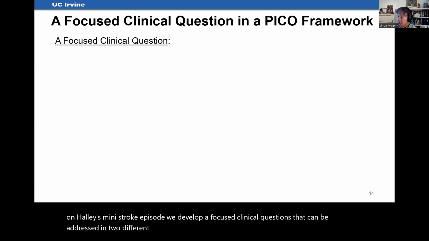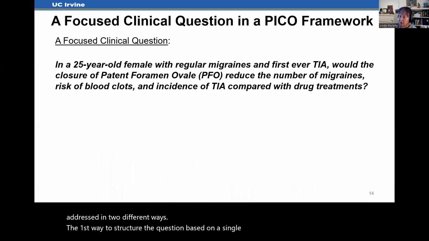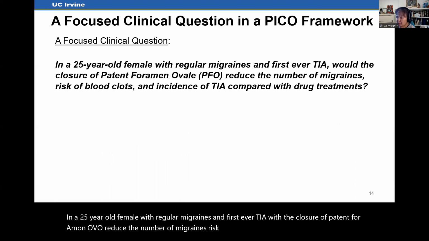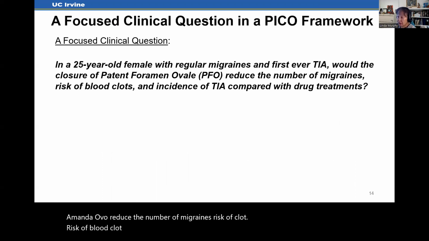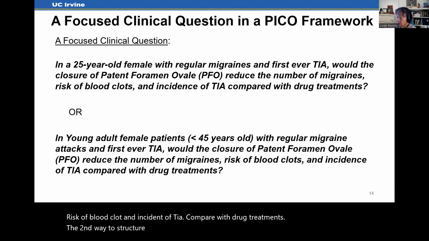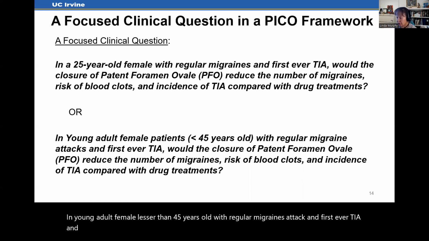The first way is to structure the question based on a single patient. In a 25-year-old female with regular migraines and first-ever TIA, does the closure of patent foramen ovale reduce the number of migraines, risk of blood clot, and incidence of TIA compared with drug treatments? The second way to structure the question is to change a single patient to a group of patients, like young adult females, less than 45 years old, with regular migraine attacks and first-ever TIA, and then the rest of the question remains the same.